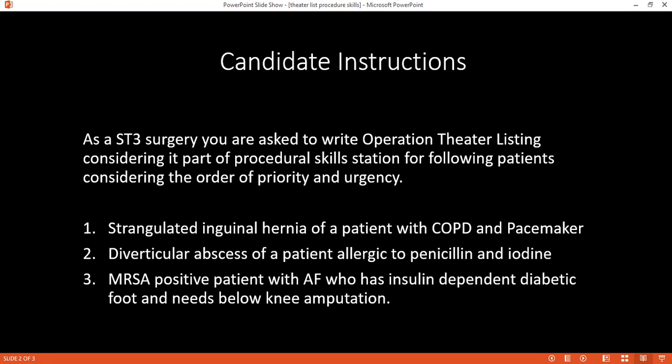The first patient, strangulated inguinal hernia, you wanted to place first. What are the complications with COPD that you should watch out for? Yes, ma'am. A patient with COPD has a high chance of lung infection. It increases three to five fold, so the patient may suffer from pneumonia.